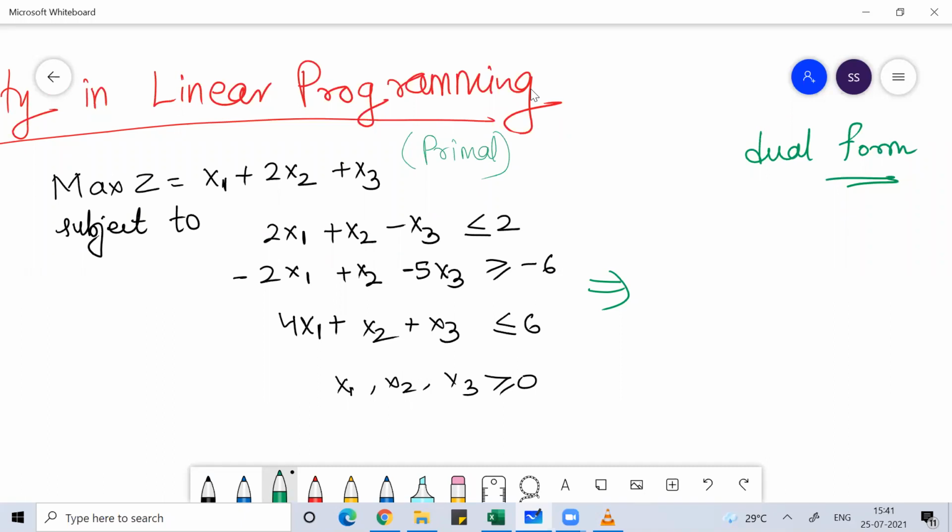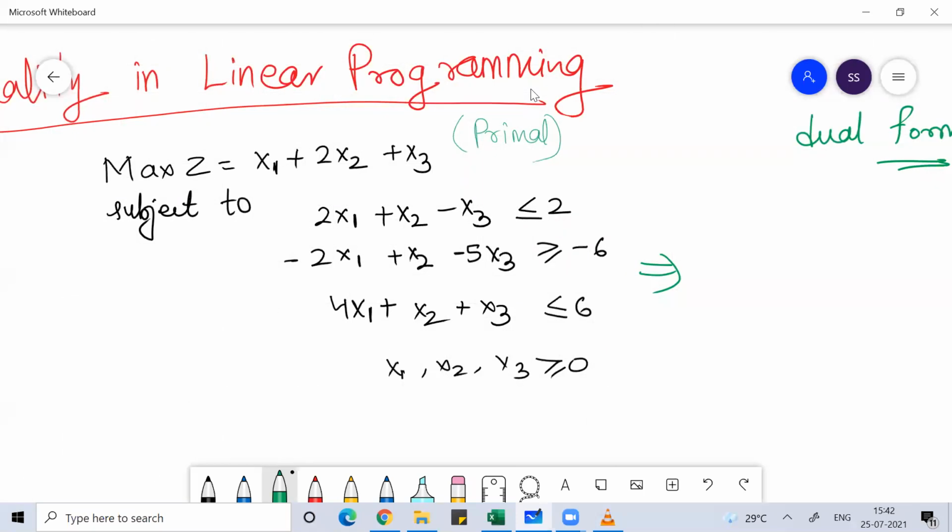Then the question comes: sir, why are you teaching us this duality? What is the big deal? I can directly solve the problem and I'll get the solution. What is the point of learning the concept of duality? I can solve this problem, what is the big deal? We already know the BigM method, so we simply have to use the BigM method here, because you can see the first constraint is less than or equal to, the second constraint is greater than or equal to, and the third constraint is less than or equal to.